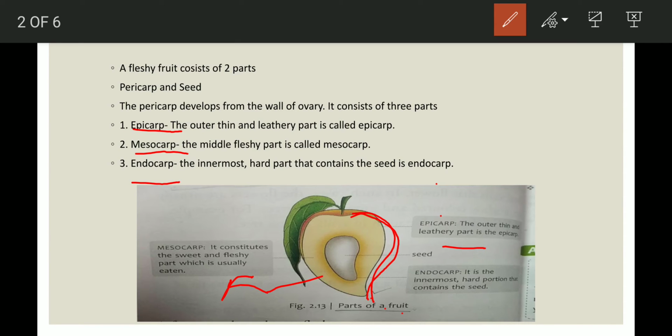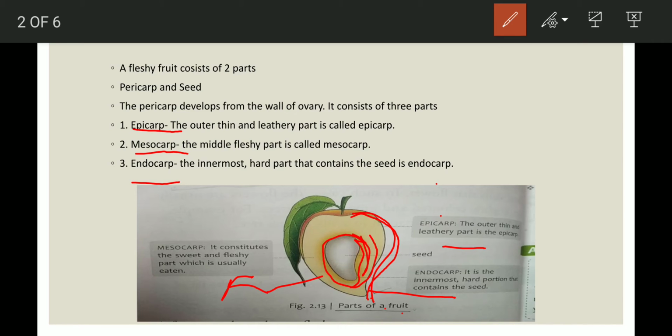And this is the endocarp, this layer around the seed. It is the innermost, hard layer that contains the seed. Means seed ये है, अंदर की seed है, उसका जो outer layer होगा उसे endocarp कहते हैं. Is it clear, students? This endocarp protects the seed, and the seed later on grows and becomes a plant.